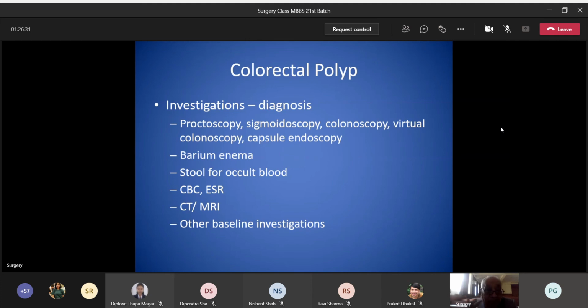Okay. Then in previous days, we used to do barium enema. It's not indicated nowadays. Always go for occult blood in the stool and do CBC, and ESR is high. You have to go for CT or MRI or angiogram and other baseline investigations like CBC or blood sugar and chest and all these things. So these are the diagnostic investigations.